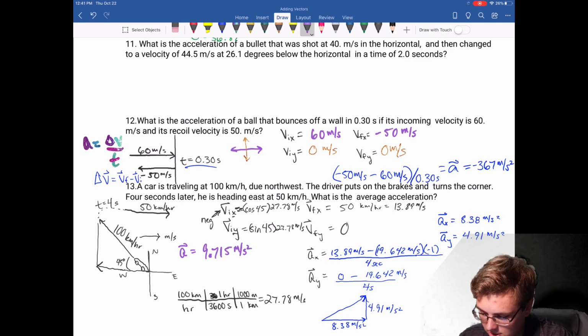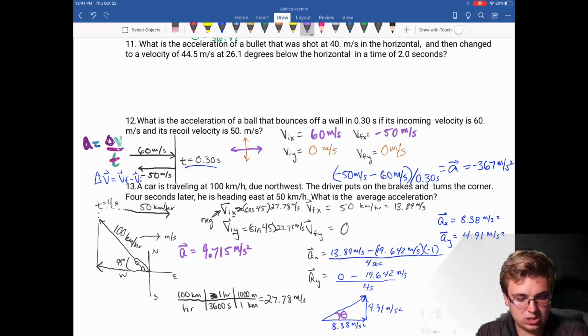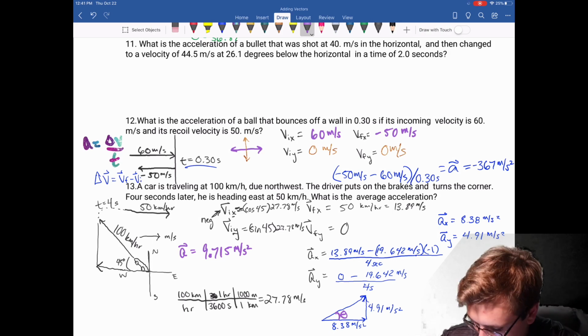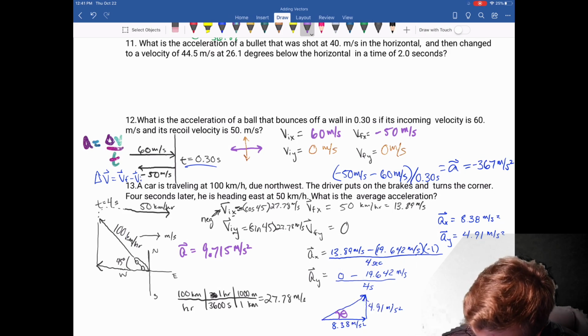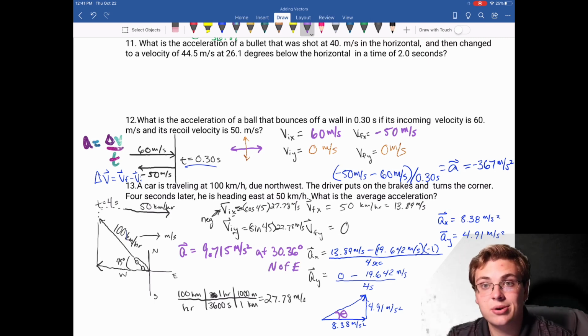Now what angle is this at? Our angle, we're going to use that tangent inverse again to get 30.36 degrees north of east. And there we go. That's how we figure out our problems.